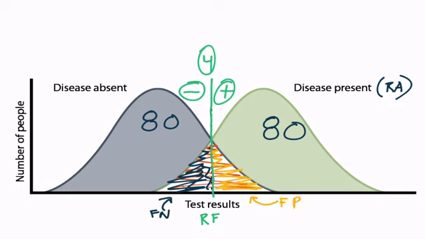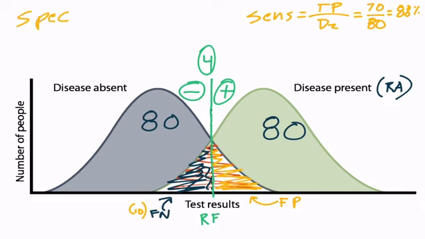For sensitivity, we take our true positive number divided by all those who have the disease. The number of our diseased patients is still 80. However, let's say that 10 of our rheumatoid arthritis patients were not caught with this test. In other words, our false negative number is 10, which means our true positive number is 70. 70 divided by 80 is roughly 88%, which is the new sensitivity. Now for specificity, recall this is the true negative number divided by all those that don't have the disease.